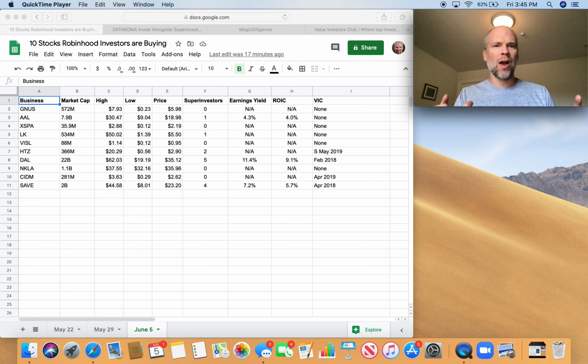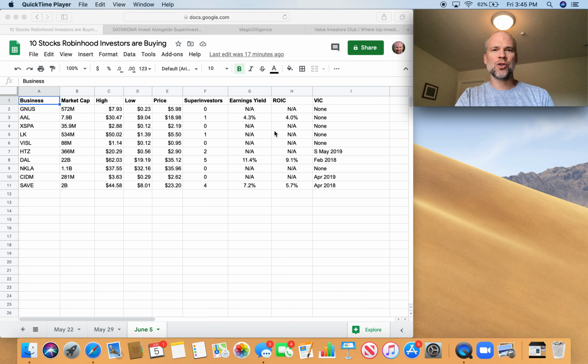So it is Friday. It is the Robinhood Roundup. 10 stocks that Robinhood investors are buying in the last week. And I pulled this data from robintrack.net. Okay, so let's dig into these top 10 stocks that Robinhood investors are buying.